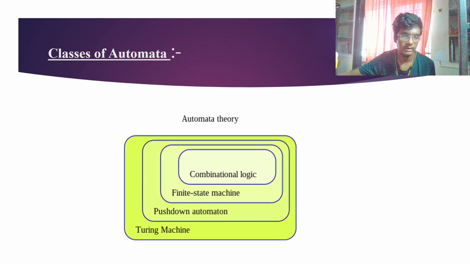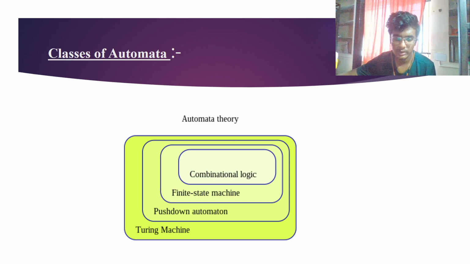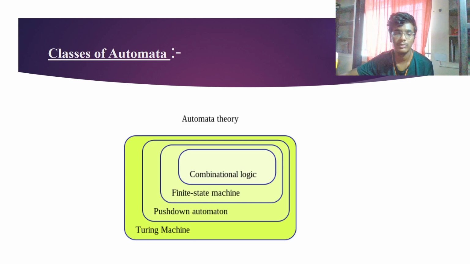Before proceeding further, let us see the classes of automata. According to the theory of automata, there are four parts of the automata theory. Number one is combinational logic, which is followed by number two, finite state machine, which is followed by pushdown automaton, which is followed by a Turing machine.